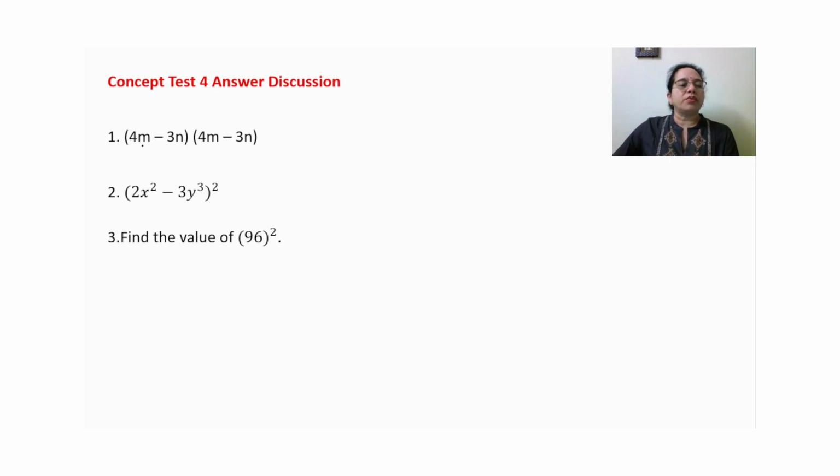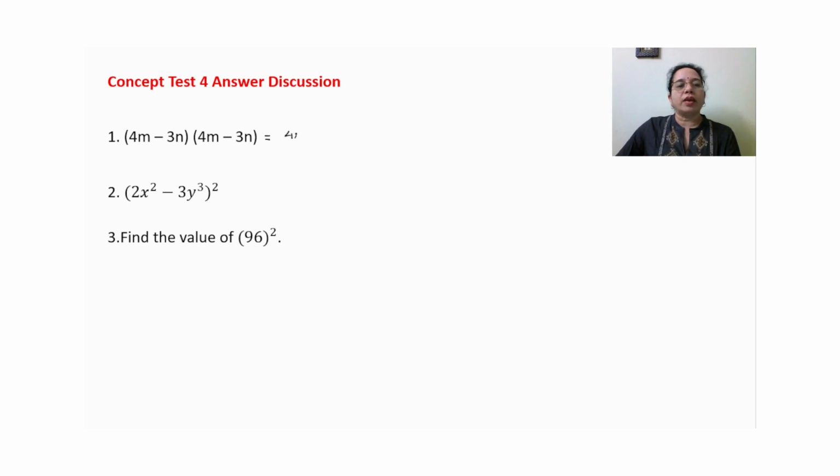So here this is given (4m minus 3n) whole square. Your first term is same, second term is same and middle sign is also same. What does it mean? We are going to use the second identity, that is (a minus b) whole square is equal to first term whole square minus 2 into first term into second term plus second term whole square. So let us use this.